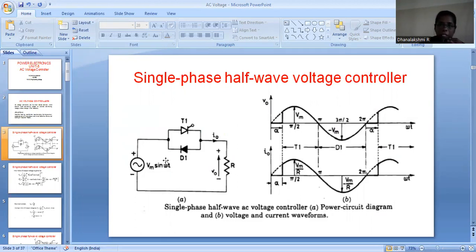It's a very simple circuit, and a good example. When we go for the full wave, we can discuss it at that time. So here we can see that we have the supply.